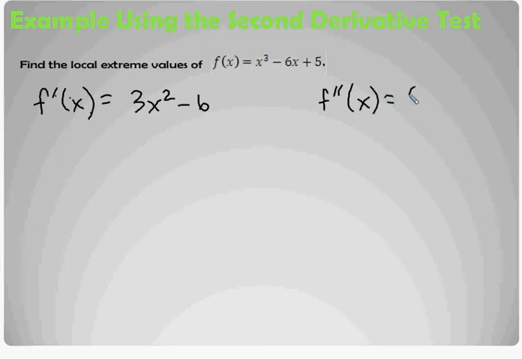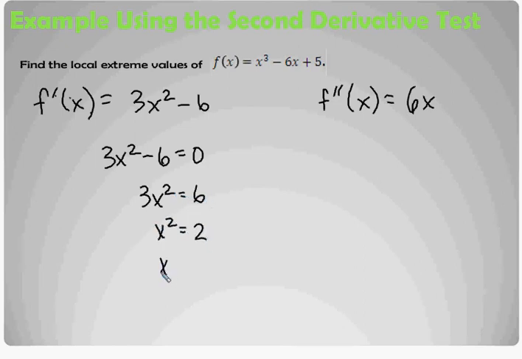My first derivative is equal to 0. When I set this equal to 0, 3x squared minus 6 is equal to 0. 3x squared is equal to 6. x squared is equal to 2. So x is equal to plus or minus the square root of 2. Okay, those are the two places that I have critical points. Those are going to be potential max or mins.